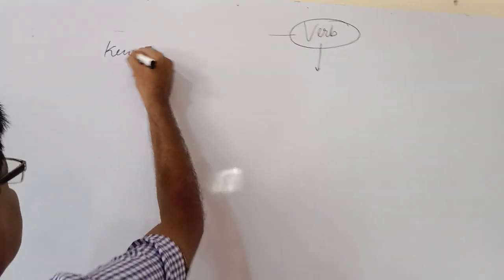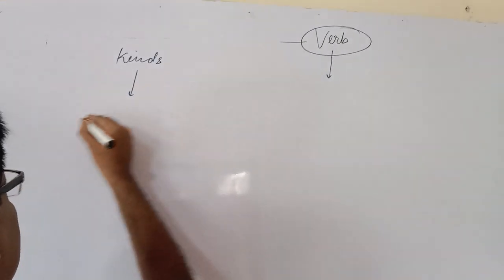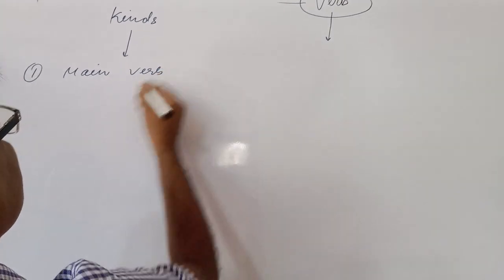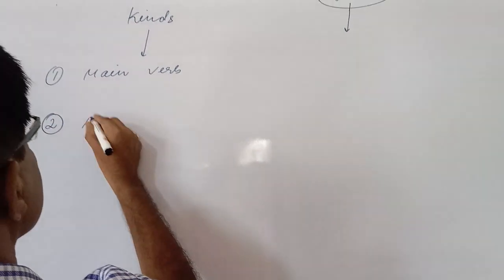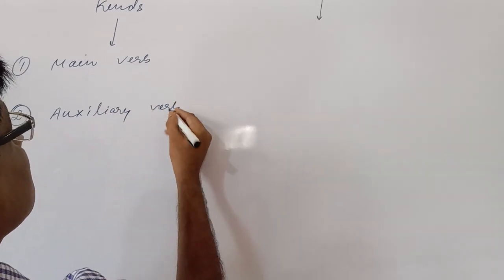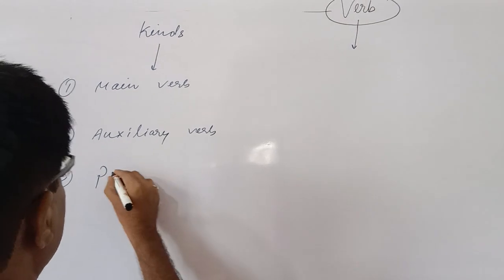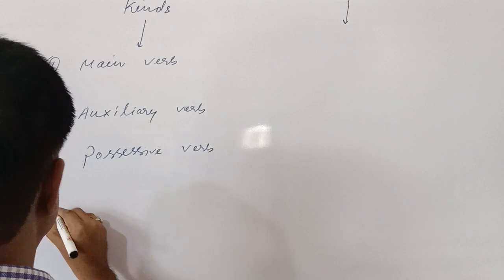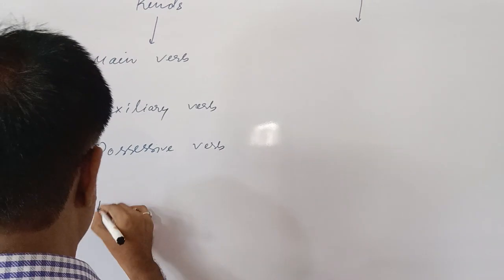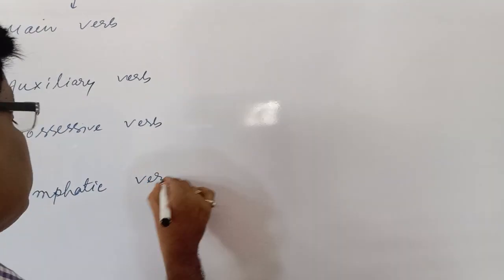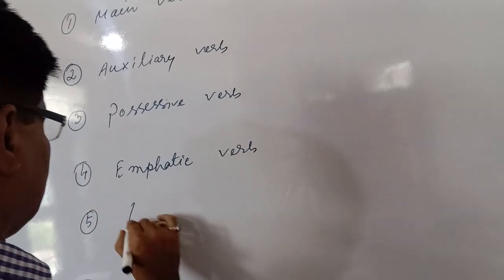Otherwise, you can say, kinds of main verb. First, main verb. Second, auxiliary verb. Third, possessive verb. Fourth, emphatic verb. Fifth, linking verb.